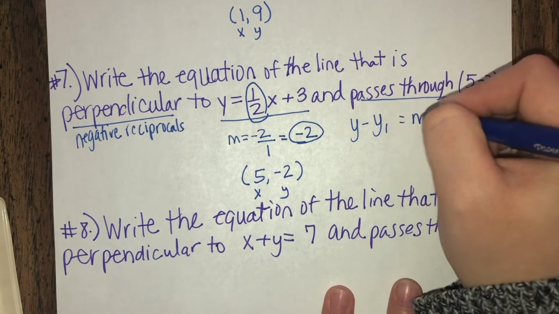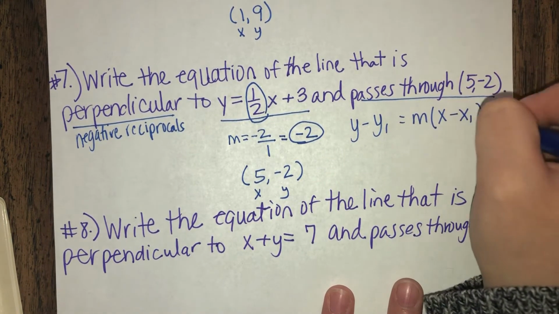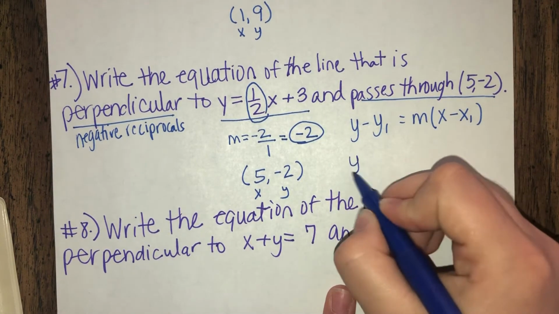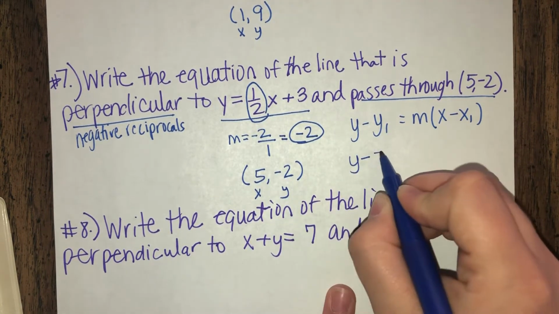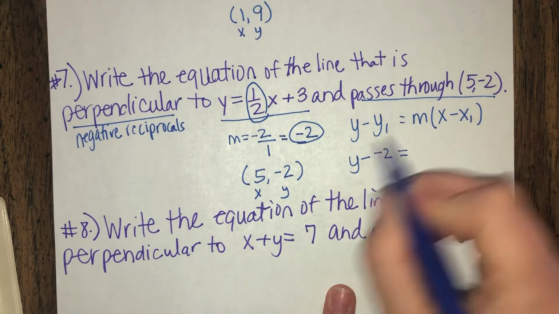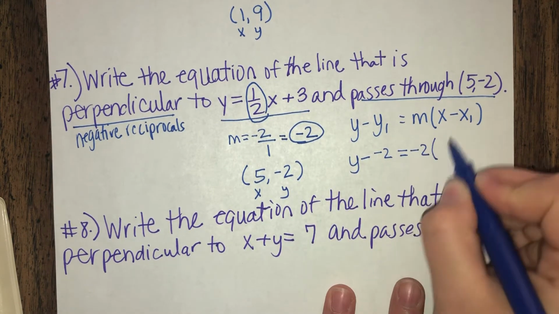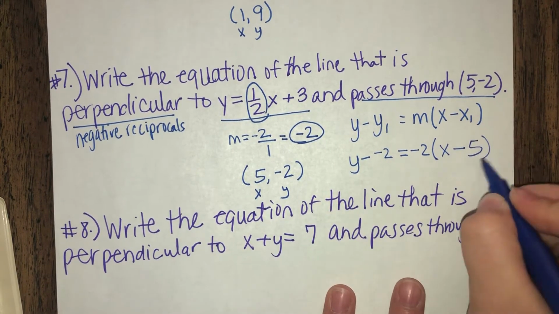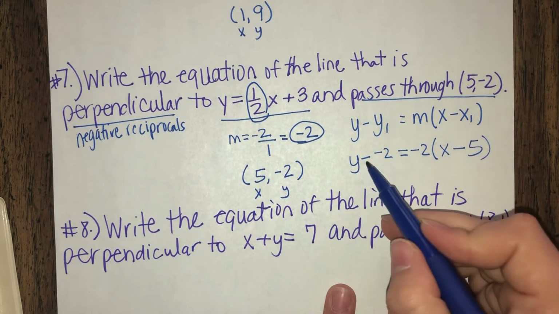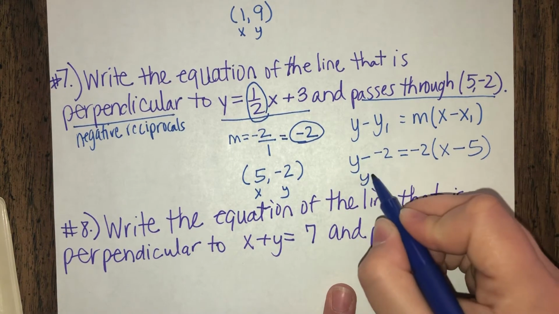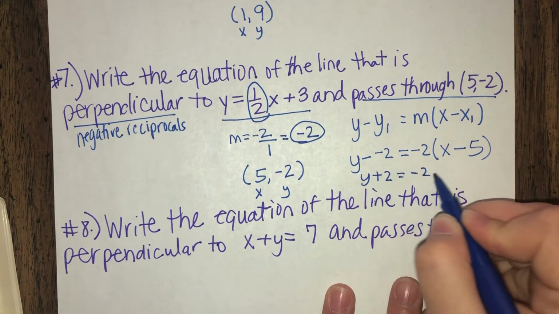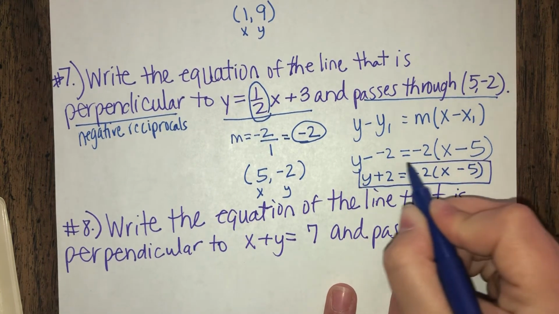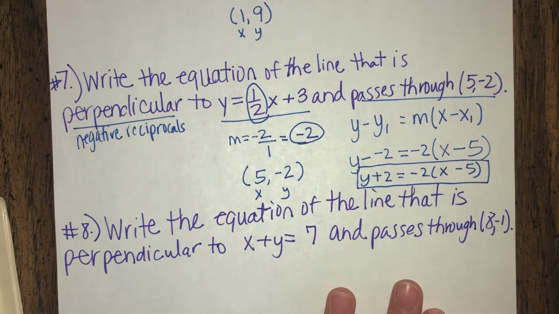Plugging it into our point-slope formula, I always like to write it out first just to make sure that I'm putting my pieces in the correct spot. We have y minus y1, that's a negative 2, equals m, negative 2, times x minus x1, 5. You could technically get rid of this extra double negative by saying y plus 2 and rewriting everything else down. Here is your final answer.